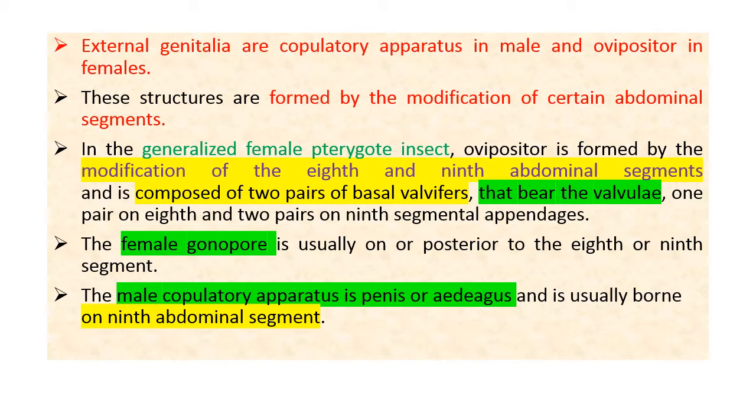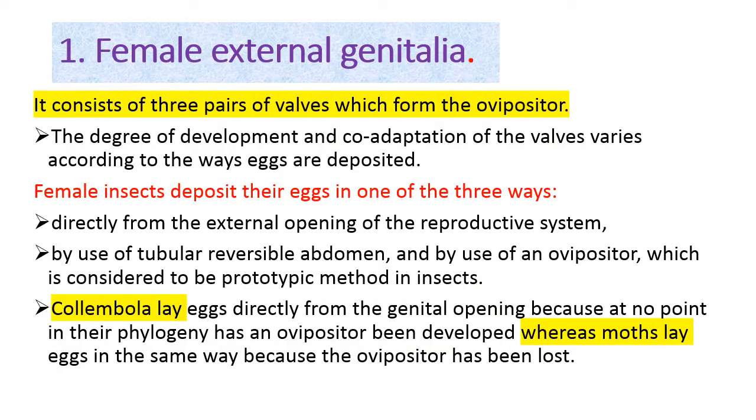The male copulatory apparatus is the penis or aedeagus. The aedeagus is a term which is used in male external genitalia and is usually borne on the 9th abdominal segment. So first of all, we will start with the female external genitalia. As I have told you, it consists of three pairs of valves which will form the ovipositor.